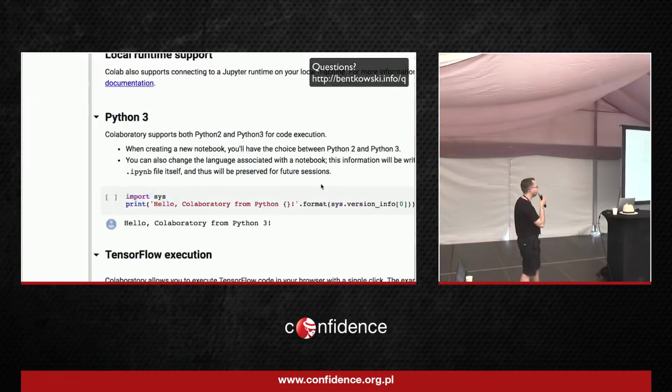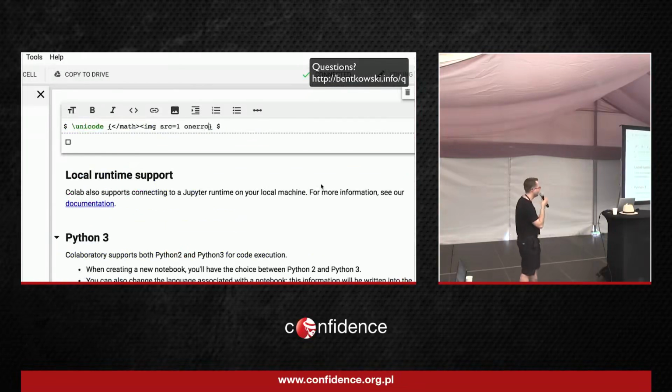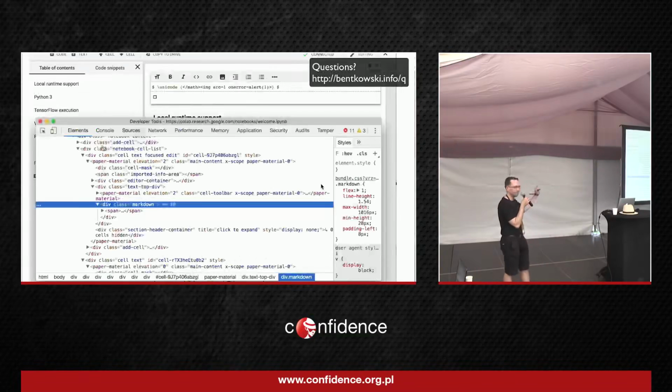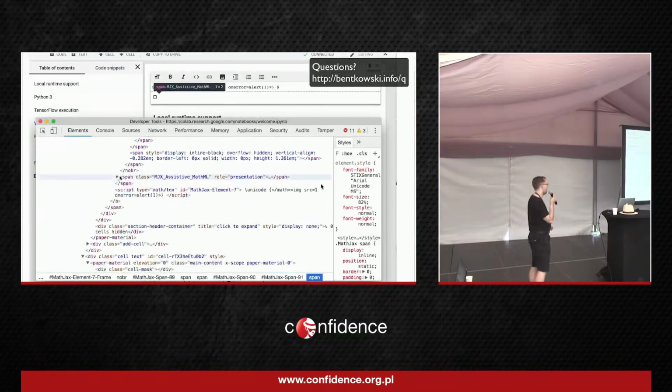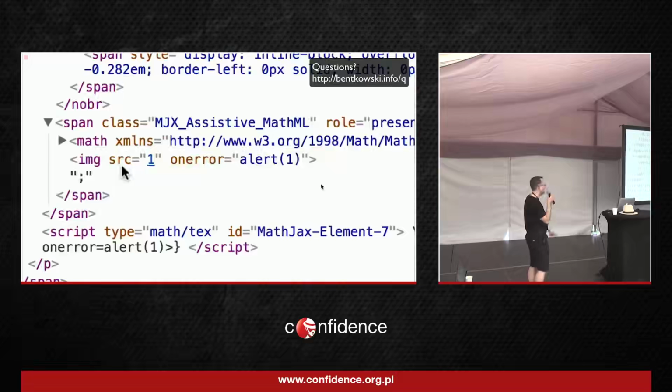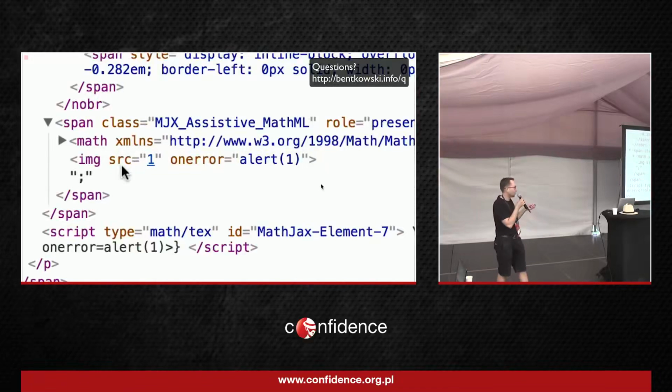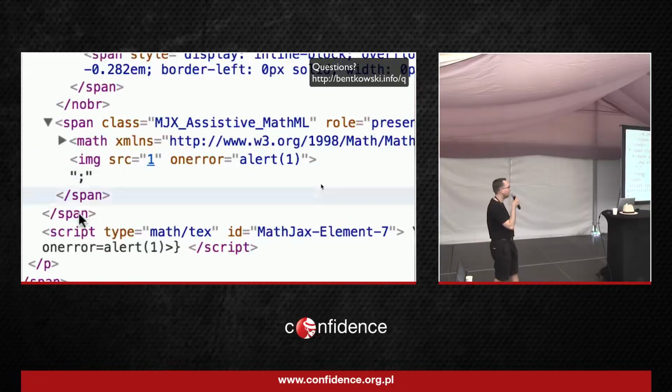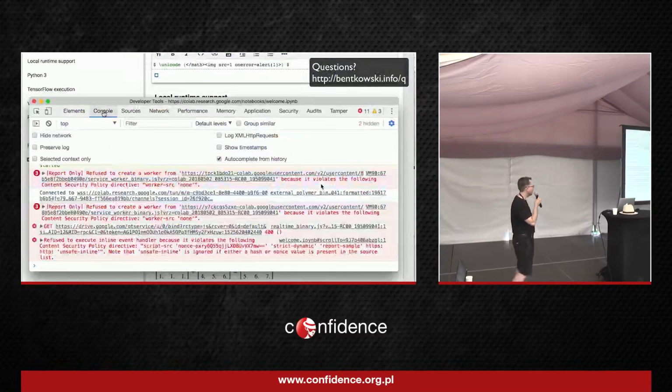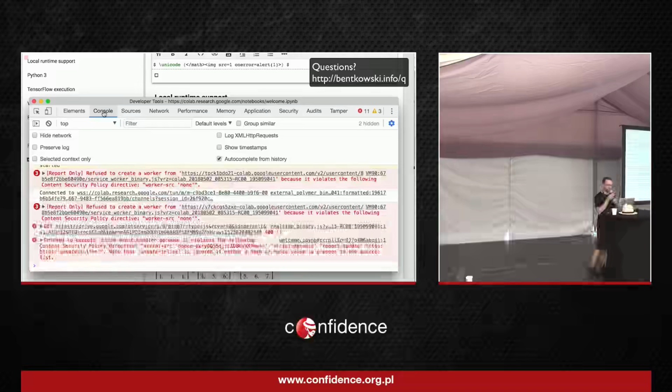Let's try with a very simple XSS payload, img onerror equals alert 1, and nothing happens, no alert over here. Let's have a look at the DOM tree, and the element is in the DOM tree, and the onerror is not cut over here, so it should work. And I was confused for a while. I wasn't sure what was going on until I had a look at the JavaScript console. And here we can see an error from content security policy.